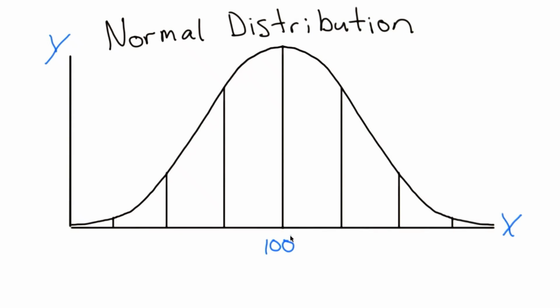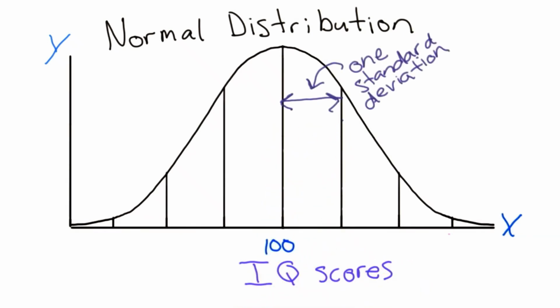Now we're going to look at deviations. So here we have one standard deviation. For our IQ, one standard deviation above the mean would be 115. 85, however, would be one standard deviation below the mean.